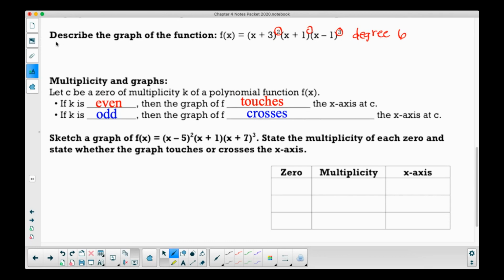Since the degree is even, our end behavior would be both sides going either up or down, and we tell if they're both going up or down by whether the leading coefficient is positive or negative. Well, this is positive, so for end behavior, both ends will be going up.